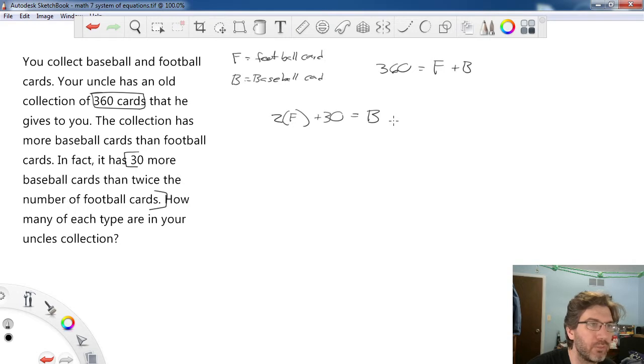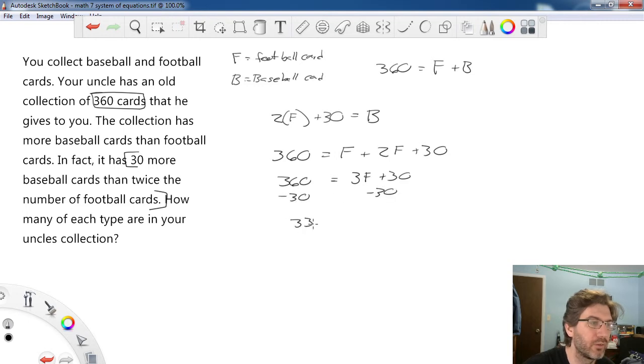So we're going to go ahead and plug in B to here. I'm going to take this B and plug it in here. So we get 360 equals football cards plus, and then B is 2 football cards plus 30. Then you can combine your like terms. F plus 2F gives you 3F plus 30 equals 360. And then you just solve for F like you've been doing. So minus 30, minus 30, 330 equals 3F. Divide by 3, divide by 3, you get 110 equals F. So there's 110 football cards.